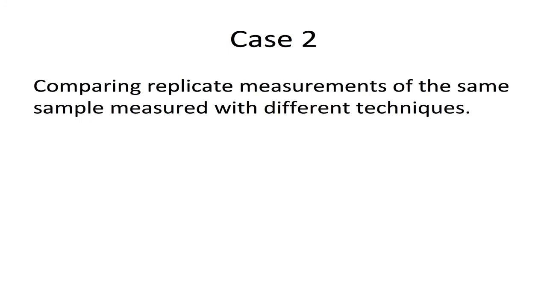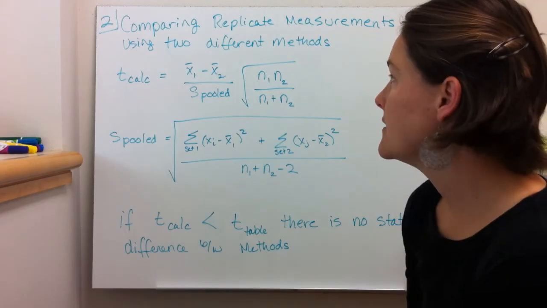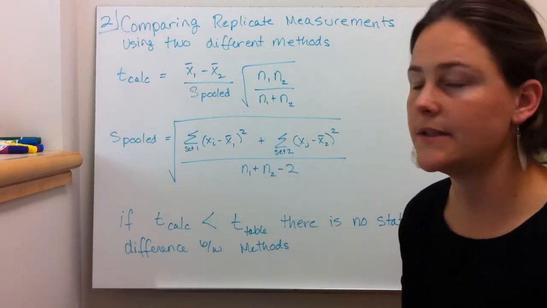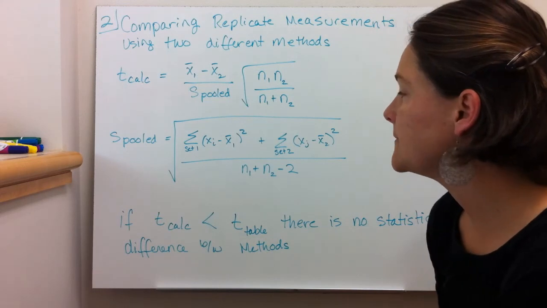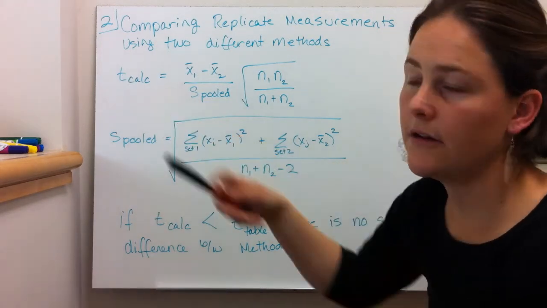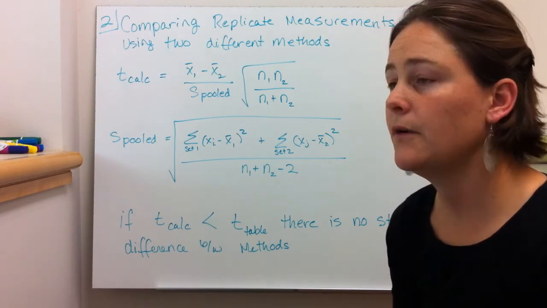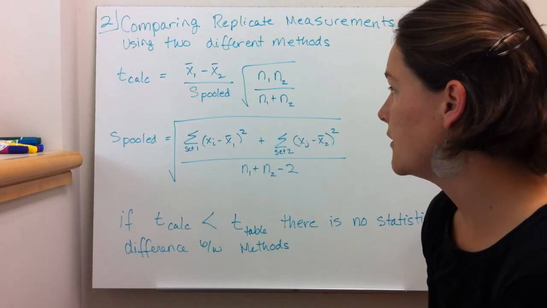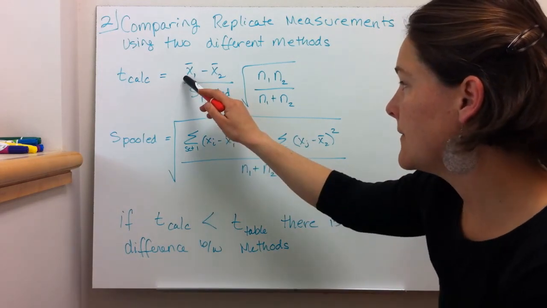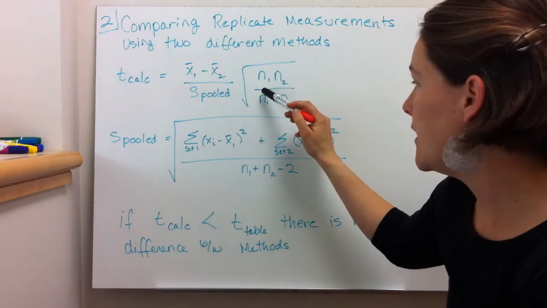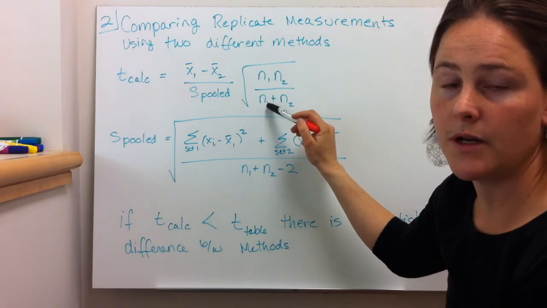Now let's move on to case 2, where you're comparing replicate measurements of the same sample measured with different techniques. So here's the second one, where we're comparing replicate measurements of the same sample using 2 different methods. Here you're going to calculate a t-value, and then you're going to compare it to the t-value that you would find in the table for your desired confidence interval. So you just do mean 1 minus mean 2 over S pooled times the square root of n1 times n2 over n1 plus n2.